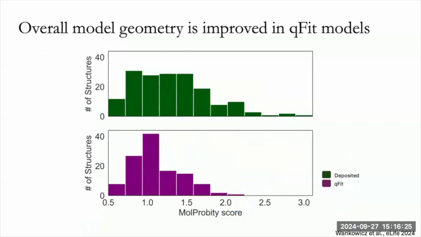But we also show that we can improve model geometry. And some of this is a little bit cheating, because how we are actually sampling the conformations are those that have perfect angles and perfect bond lengths. And so we are putting a lot of physical priors into the algorithm. But even so, after refining, it really keeps this. And so this is the MolProbity score, in which you can see that left shift of QFit structures.